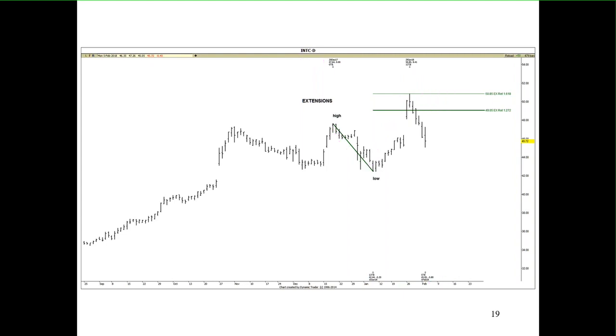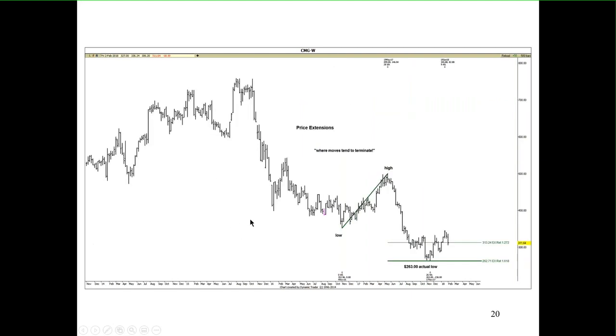Okay, so we definitely want to watch these extensions, especially if you're in a trade. If you're in a trade and all of a sudden you're up at extensions, it's a really good time to ratchet up stops. This next example is CMG on a weekly chart.